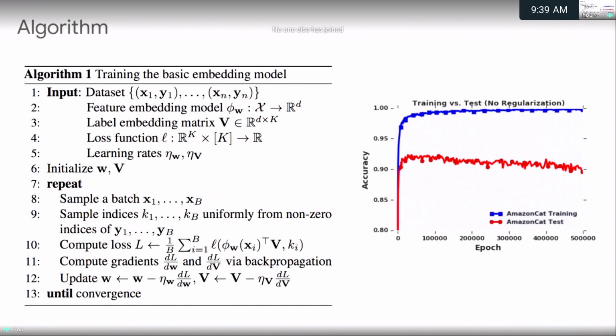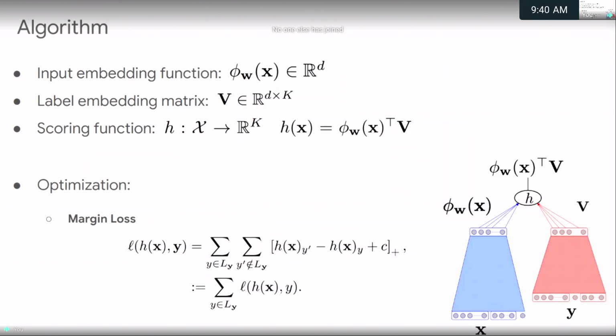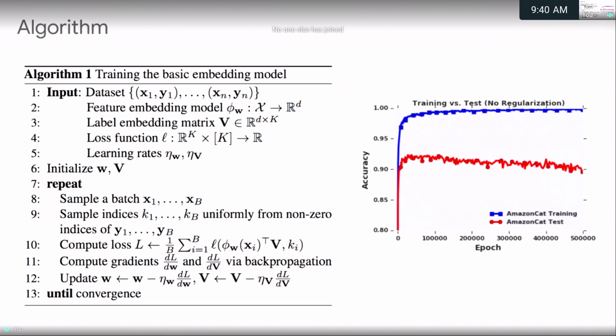So what is the process? We sample a batch of examples. We sample indices uniformly from non-zero indices of y1 to yb. The point is that this loss function is computationally expensive, so we do this sampling to reduce the computational cost of it. And then we compute the loss, as I just described, for every batch. Then we compute the gradients with backpropagation. And then we update the weights and the label embedding matrix here, and we repeat this until convergence.